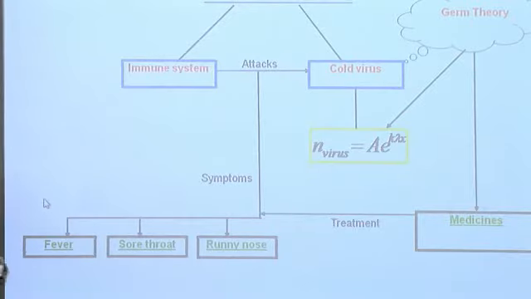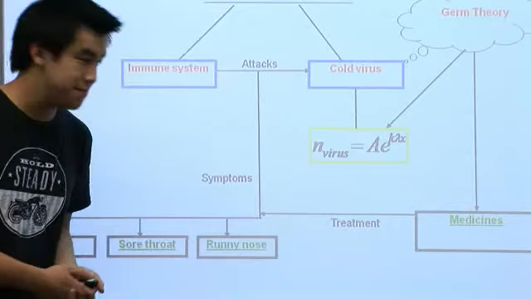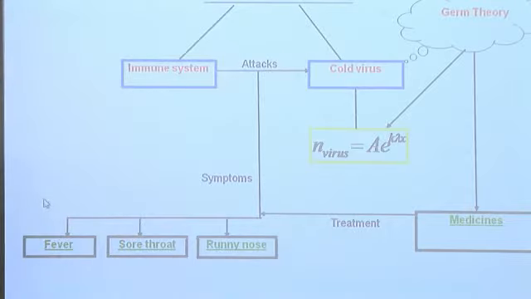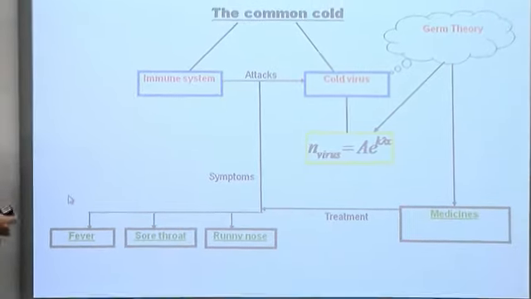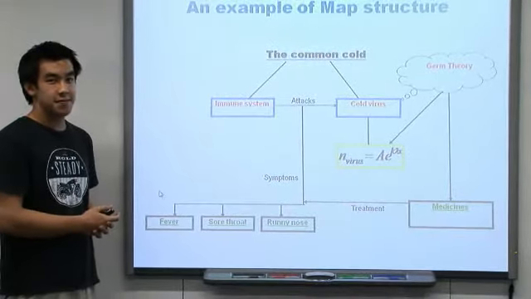Now, medicines are linked to these symptoms because they often offer a treatment. As you can see, this link map shows how the various bits of knowledge related to the common cold fit together. This example has introduced you to what link maps are all about.